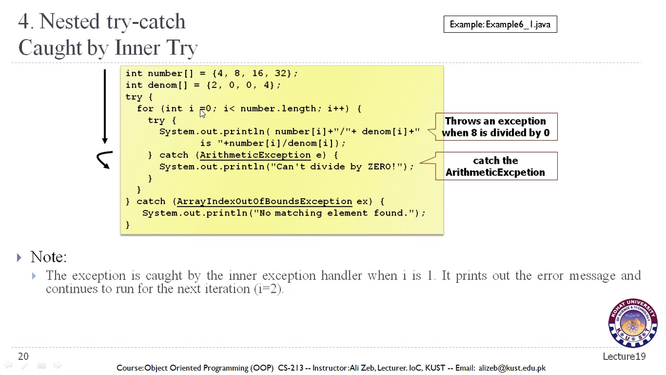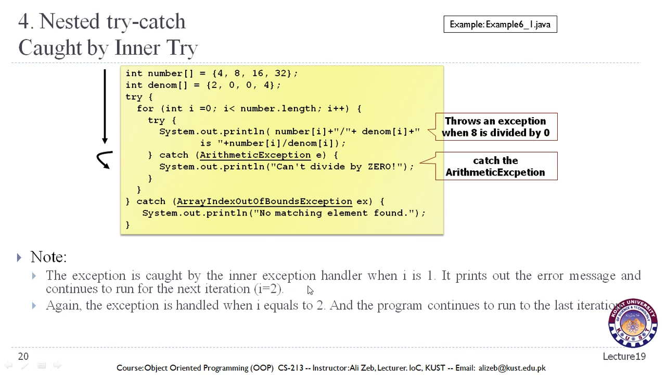So when I is equal to 2, what should happen is the number at index 2 in the number array is 16. The element at index 2 in the array denom is 0. Again we have a situation where we are trying to divide a number by 0 and the error should be generated and the program should continue to the next iteration where I is equal to 3, at index 3. In the number array we have the element 32. In the denom array we have the element 4, that is a divisible arithmetic. Then the program should complete at this point.